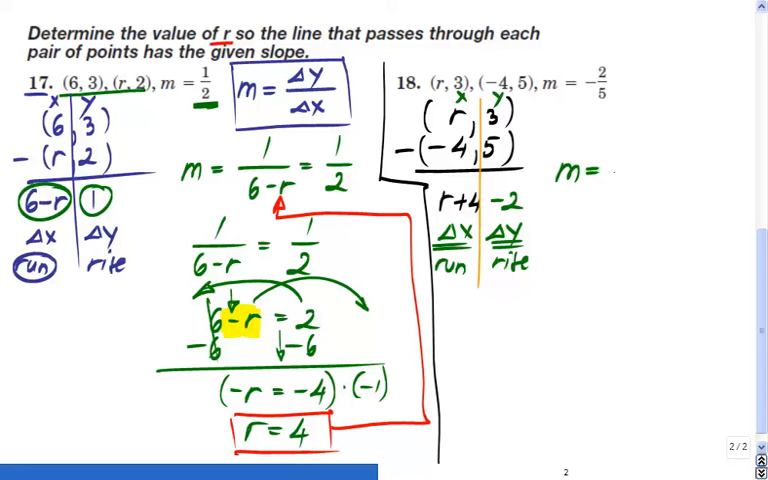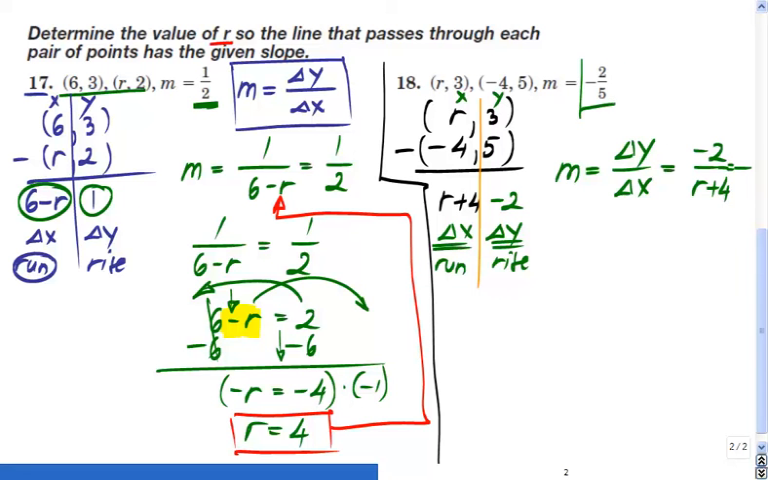To find the slope, m, we said that's always rise over run, the change in y over the change in x. Change in y: how much you're going up and down, or how high you want, or how low. And the change in x, going left and right. What is the change in that direction? And this is equal to what? Change in y, -2, over change in x, which is r plus 4.